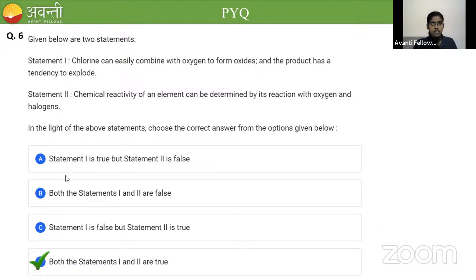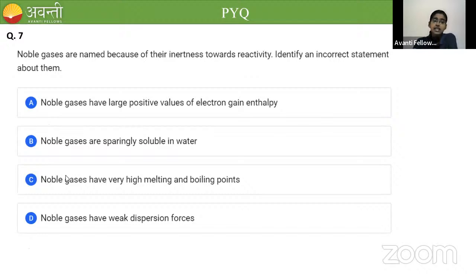Now coming to the next question. Noble gases are named because of their inertness towards reactivity. So the term noble gases itself says that they are inert. They will not react with any other atoms. Because of their inertness, they cannot react with other elements so easily, because the outermost shell is already fully filled. So we have to find out the incorrect statement regarding the noble gases. Got it? So let's check from the first option.